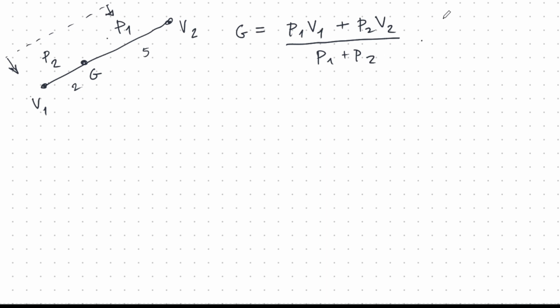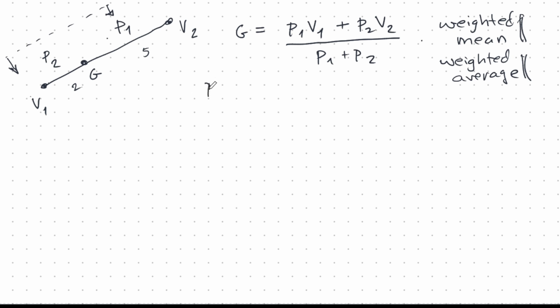Now this thing has a name. We can call it weighted mean or weighted average. It's like the average. It's always inside the segment. That's something we can prove. Well, it's going to be a consequence of what we're going to prove today anyway. So this is like a generalized centroid or center of mass. And P1 and P2 are my weights.